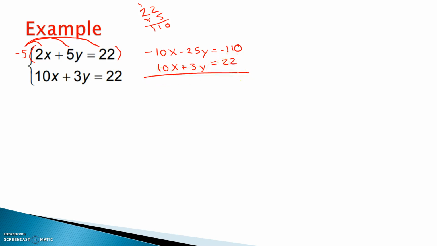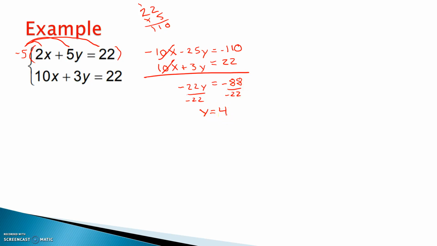All right, so what's going to happen here? This is going to cancel out. I get 10x's, negative 10x's cancel out, which is nice. Negative 25y and positive 3y give me negative 22y is equal to negative 110, and positive 22 is going to give me negative 88. Okay, if I divide both sides by negative 22, negative divided by negative is a positive. That's going to be 4. Y is equal to 4.